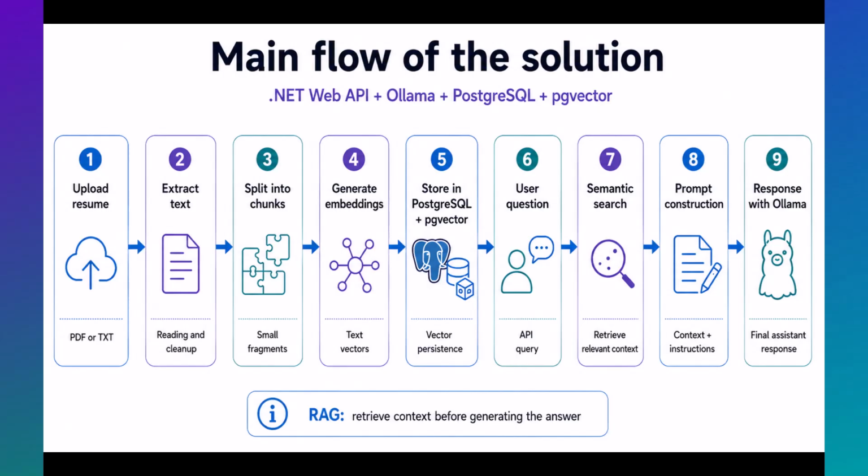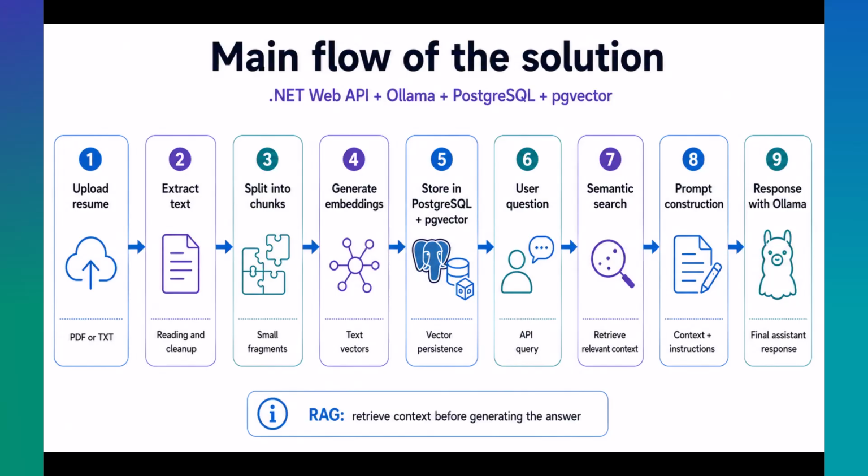This image represents the main flow of the CV chatbot application. The process starts when the user asks a natural language question about the CV. For example, does Jordi have experience with DDD? The question is sent to the .NET Web API. The API does not answer directly. Instead, it starts a controlled backend process. First, the application converts the user question into an embedding. An embedding is a numerical representation of the meaning of the question.